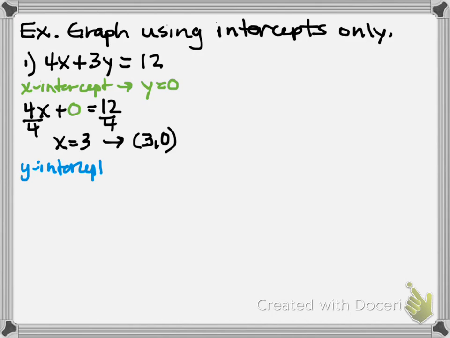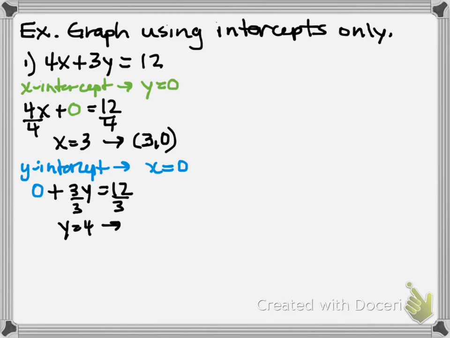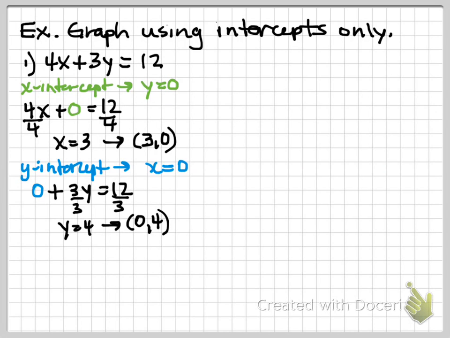And I remember from my notes that the x-coordinate is going to equal 0. So this is what my equation is going to look like now. 0 plus 3y equals 12. So really it's just 3y equals 12. To solve, I divide by 3. And I get y equals 4, or as an ordered pair, (0, 4). So then I pull out my graph paper, and I make a graph.